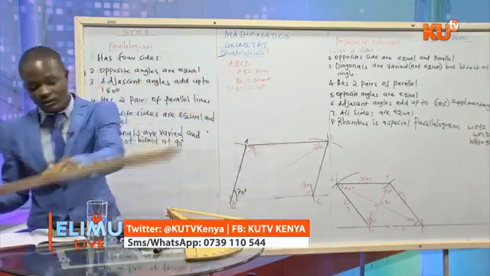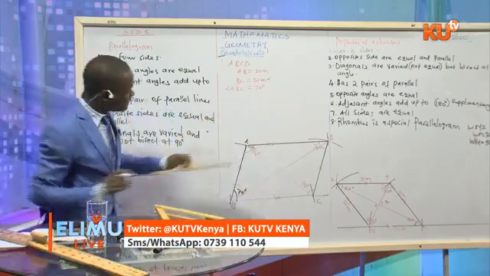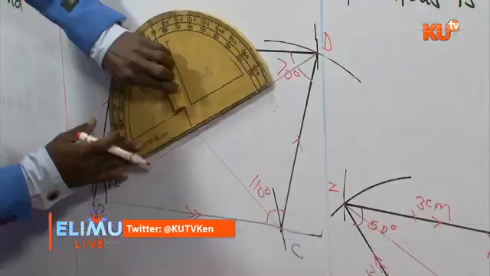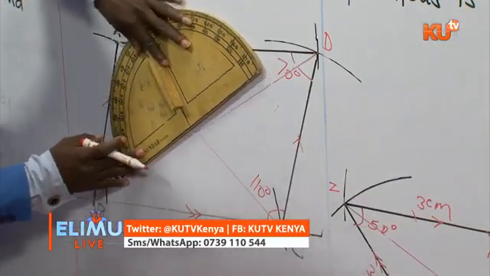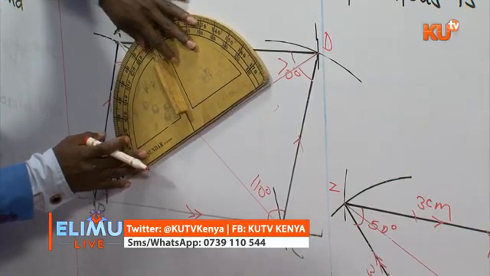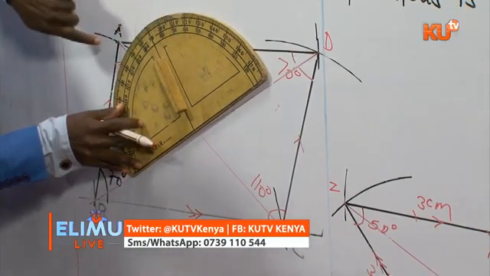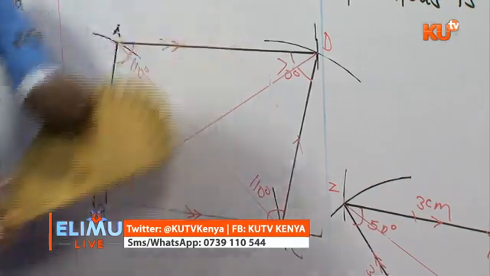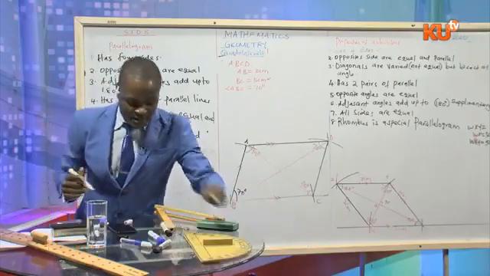Now, we said that those diagonals don't bisect at 90 degrees. So you can see the line at 90 degrees is here, but the line is here. So it's automatically clear that it's not 90 degrees.